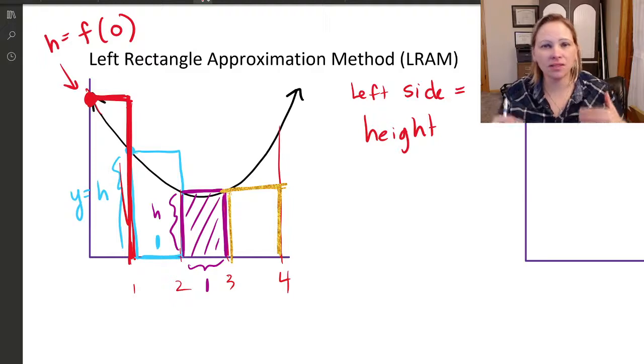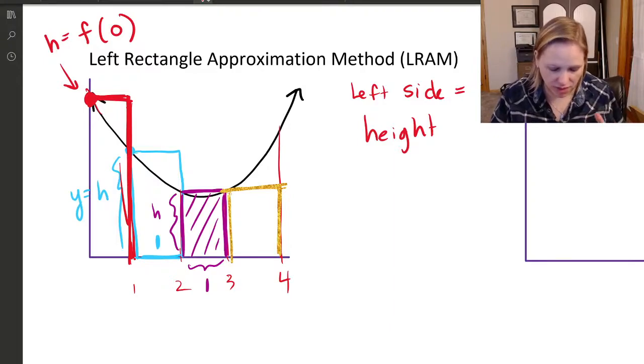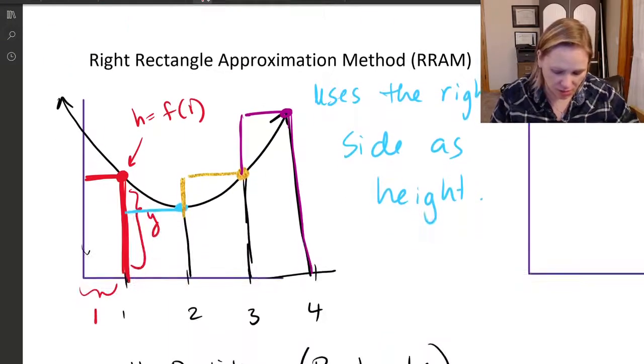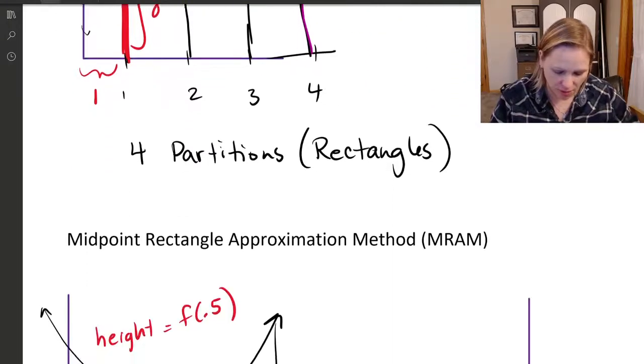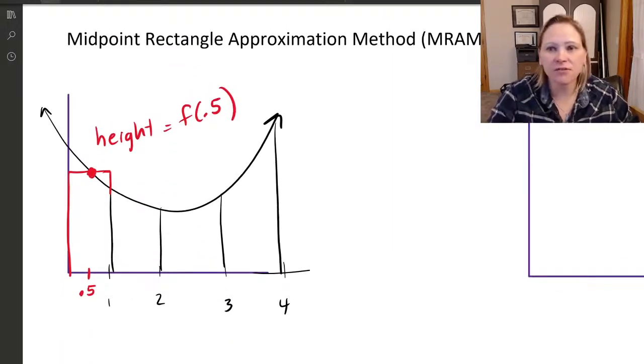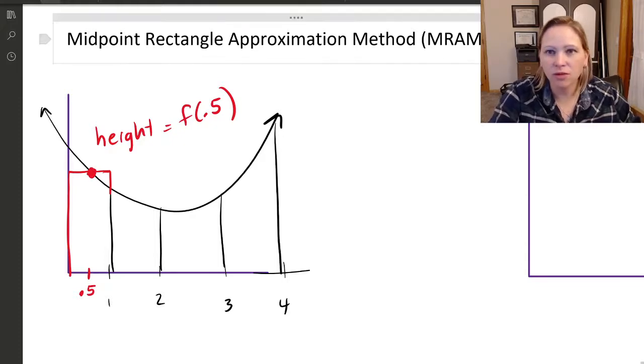So it really depends. It makes a difference. The y value is always going to be the height of your rectangle. It's just in LRAM, it's using a different one. We draw our rectangles differently. RRAM has a different value, and then MRAM has a different value altogether, with being the midpoint. And so you kind of have to do a little bit of work to find those midpoints.